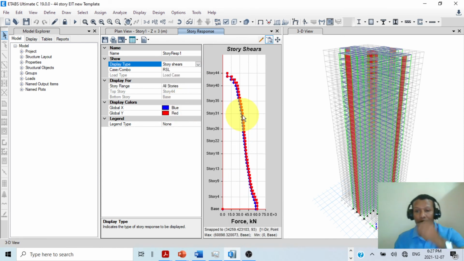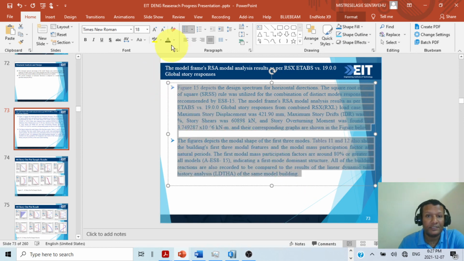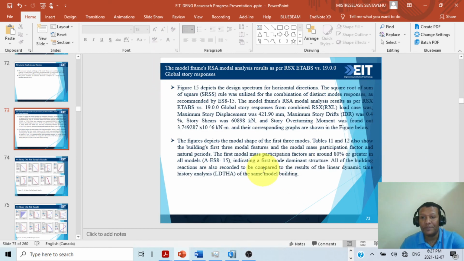So this is our second video. The first video was the classical modal analysis, and this is the response spectrum analysis. So the results will be compared. The third video will be time response analysis. But here, figure 15 depicts the design spectrum for horizontal direction. The square root of sum of squares, SRSS rule, was utilized for the combination of distinct modal responses as recommended by ES 815.